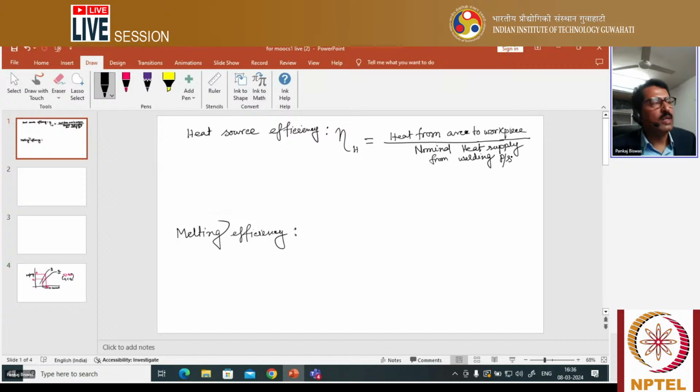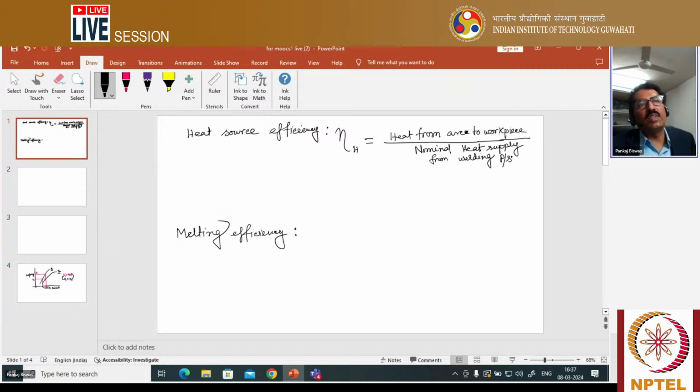Whatever the heat you are supplying from the power source, all the heat is not going to the workpiece. Some loss takes place. So according to the definition of efficiency, efficiency is output by input. Here output is equal to your heat. Output means the heat that goes to the workpiece, that is, how much heat you are getting in the workpiece.